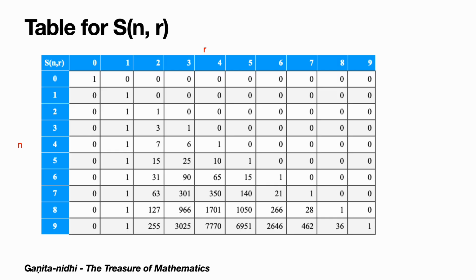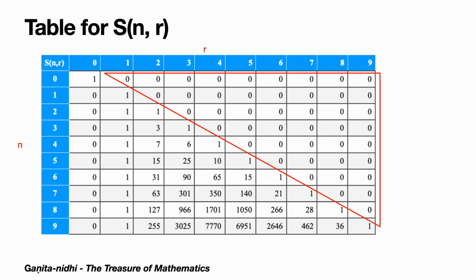Now remember, we have this convention that 0 subset 0 is 1, so let's put that in. If the number of boxes to distribute numbers into is 0, we get the number of ways to do that as 0. So n subset 0 is 0. If the number of boxes is 1, we get only one way to distribute n numbers. So n subset 1 is 1.